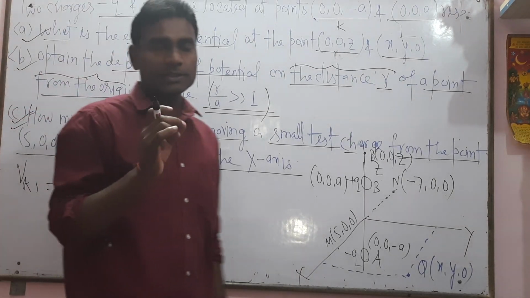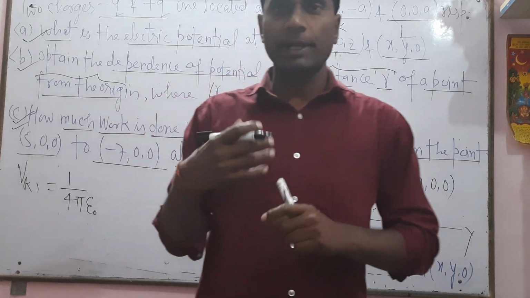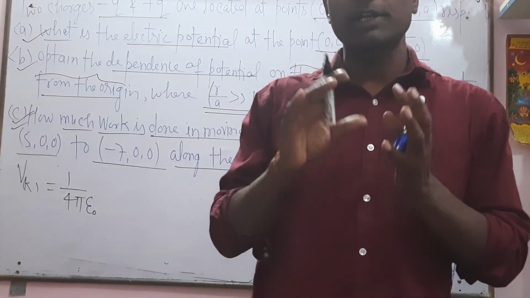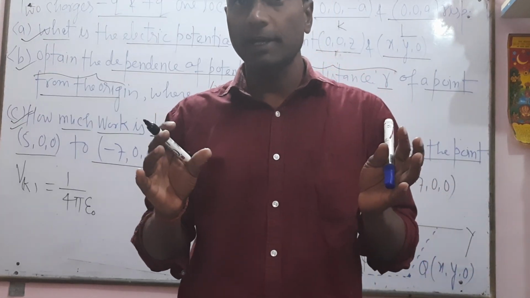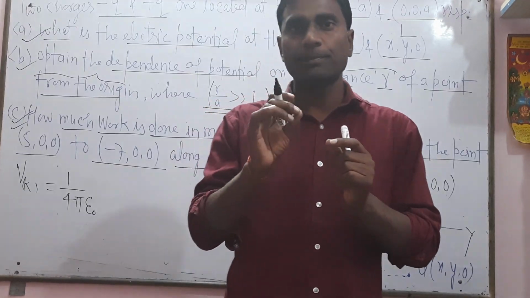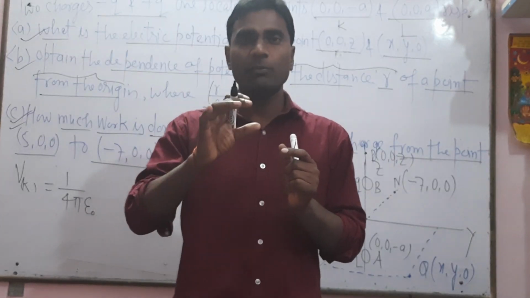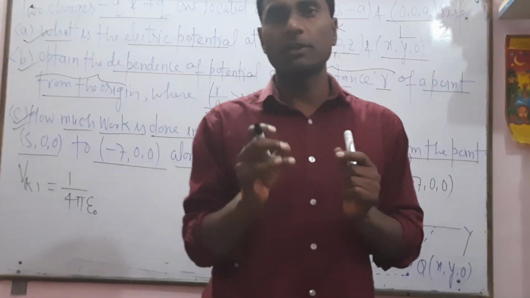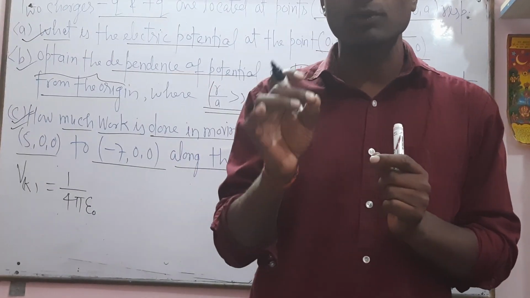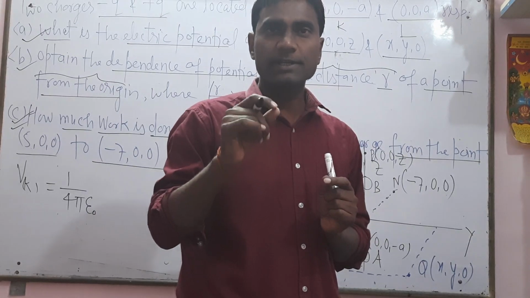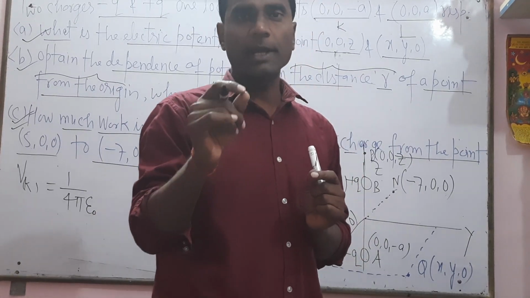Because electric potential is a scalar quantity, you can directly add it. Electric field is a vector quantity, so you cannot directly add, because if any two vectors p and q are given, by the addition formula the resultant equals root of p square plus q square plus twice pq cos theta. Since electric potential is a scalar quantity, you can add it normally.